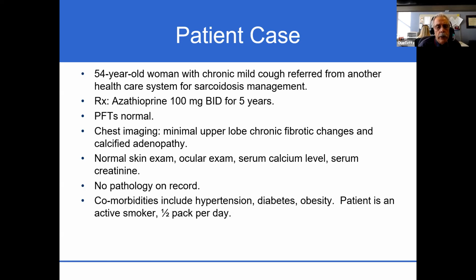So this first patient is a 54-year-old woman that you're seeing in our pulmonary clinic, and she's referred to you because of a mild cough. She comes from another healthcare system, and she wants to start being treated here for sarcoidosis, a familiar scenario. Her medication has been Imuran, azathioprine, 100 milligrams twice daily for 5 years. Her pulmonary function tests are normal. She has chest imaging showing upper lobe chronic fibrotic changes, relatively mild. Calcified adenopathy is present.